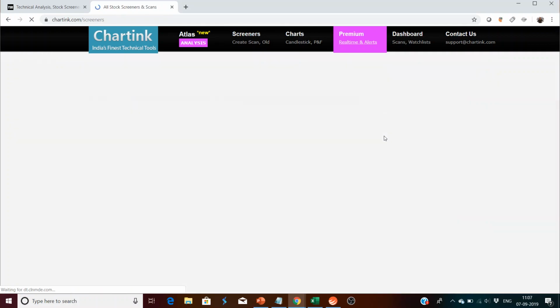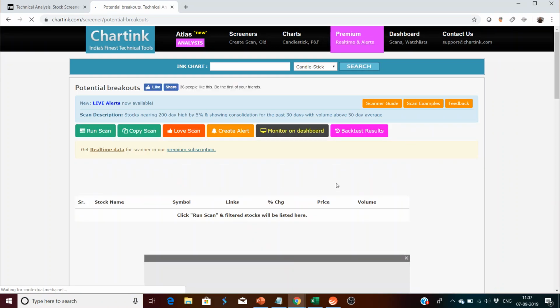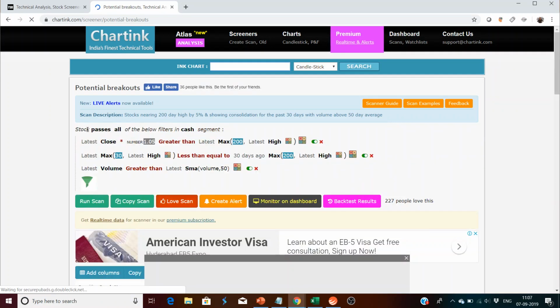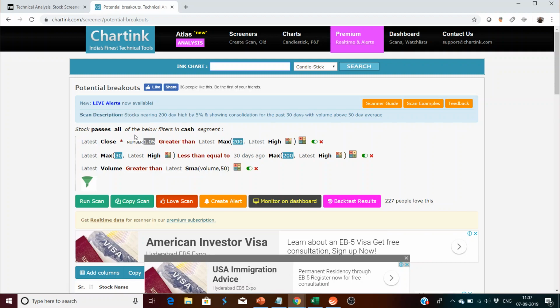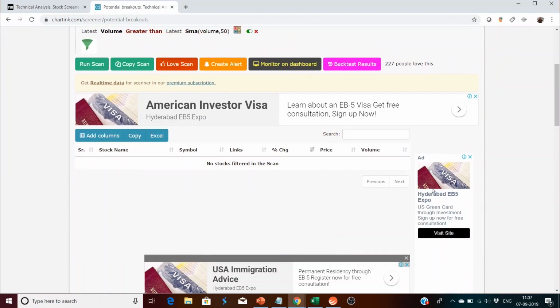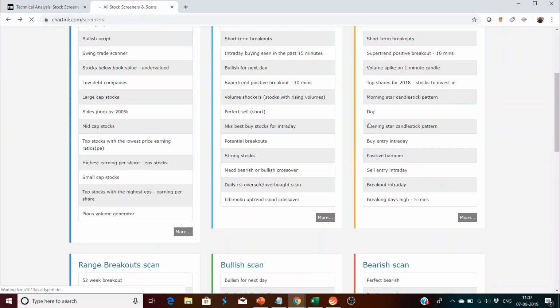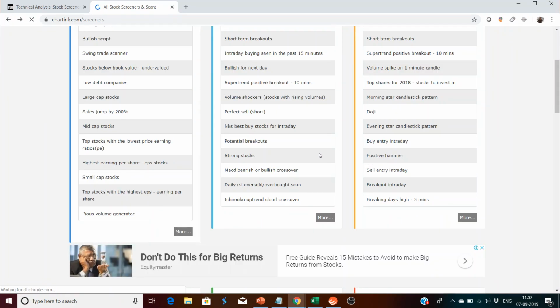Okay, then we can also look at potential breakouts. Okay, so if stock passes all of the above, if you want to do cash, you can do cash, or you can do futures and run scan. There are no stocks here. So obviously market is closed today. But in the live market, those work well.